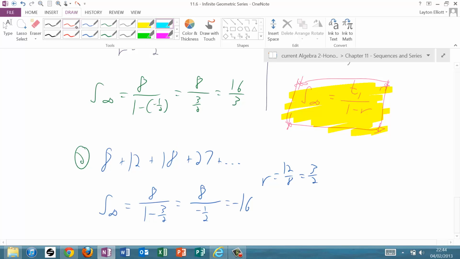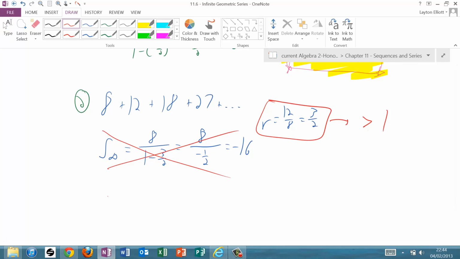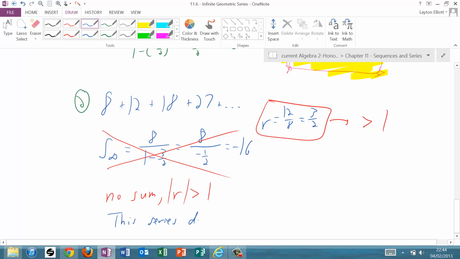What's wrong with this picture is that it violated our first condition. This r value right here is in fact greater than 1, which means that there is no sum. So this whole thing cancels out, and we have to say there is no sum because we have an r value that is greater than 1. I could even just say absolute value of r is greater than 1. So what we can state here is that this series diverges.